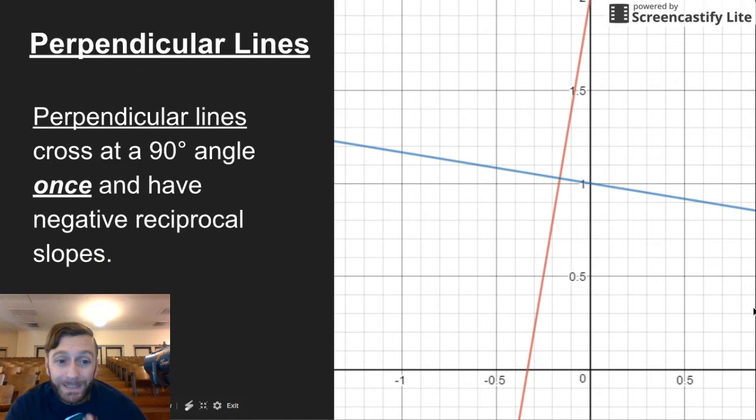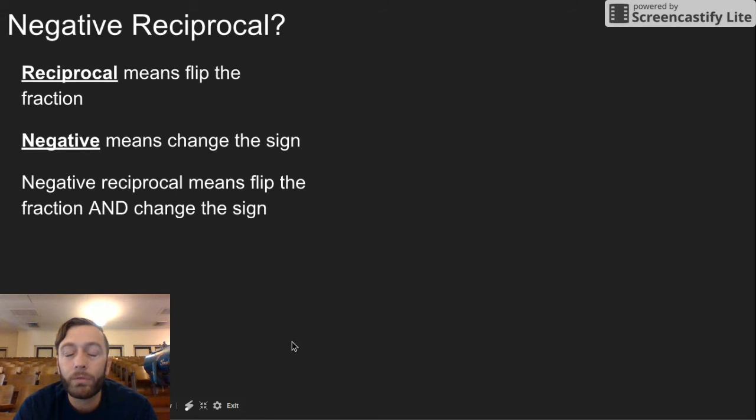All right, moving on to perpendicular. Perpendicular lines cross at a 90-degree angle once, and their slopes are the negative reciprocal. Okay, what does negative reciprocal mean? Right, so reciprocal means that you're flipping a fraction upside down. The numerator becomes the denominator and the denominator becomes the numerator, and the negative means you change the sign. If it's positive, it becomes negative. If it's negative, it becomes positive. So the negative reciprocal would mean that you flip the fraction and change the sign.